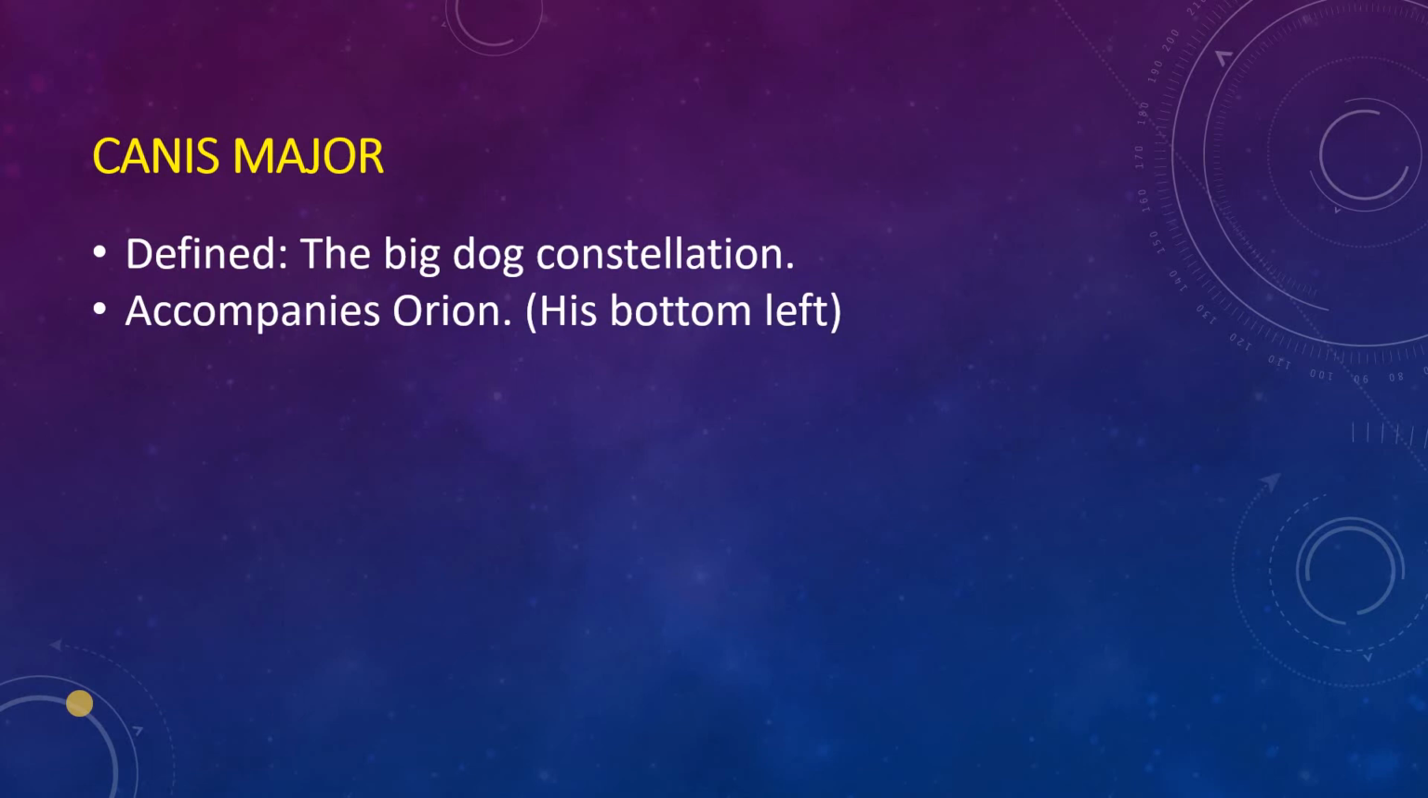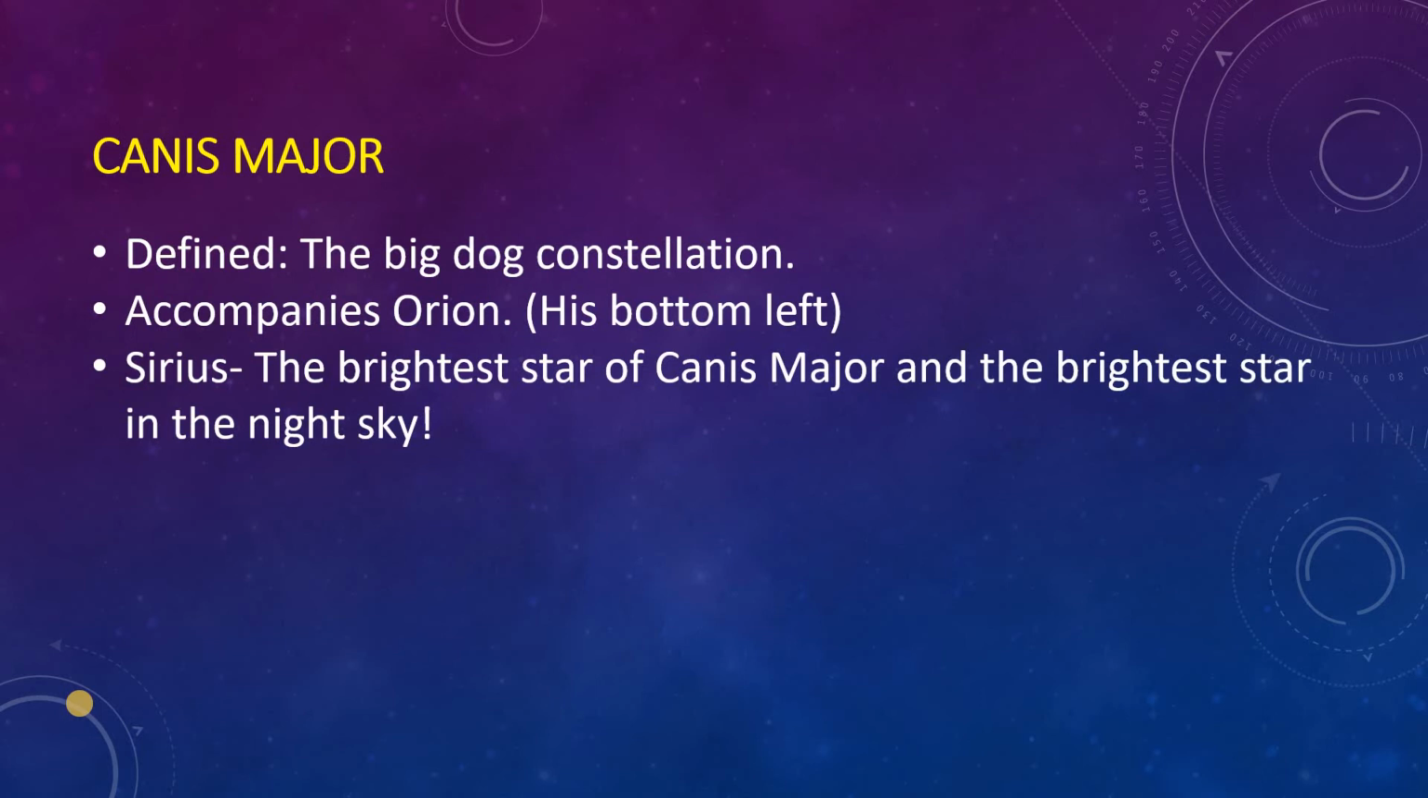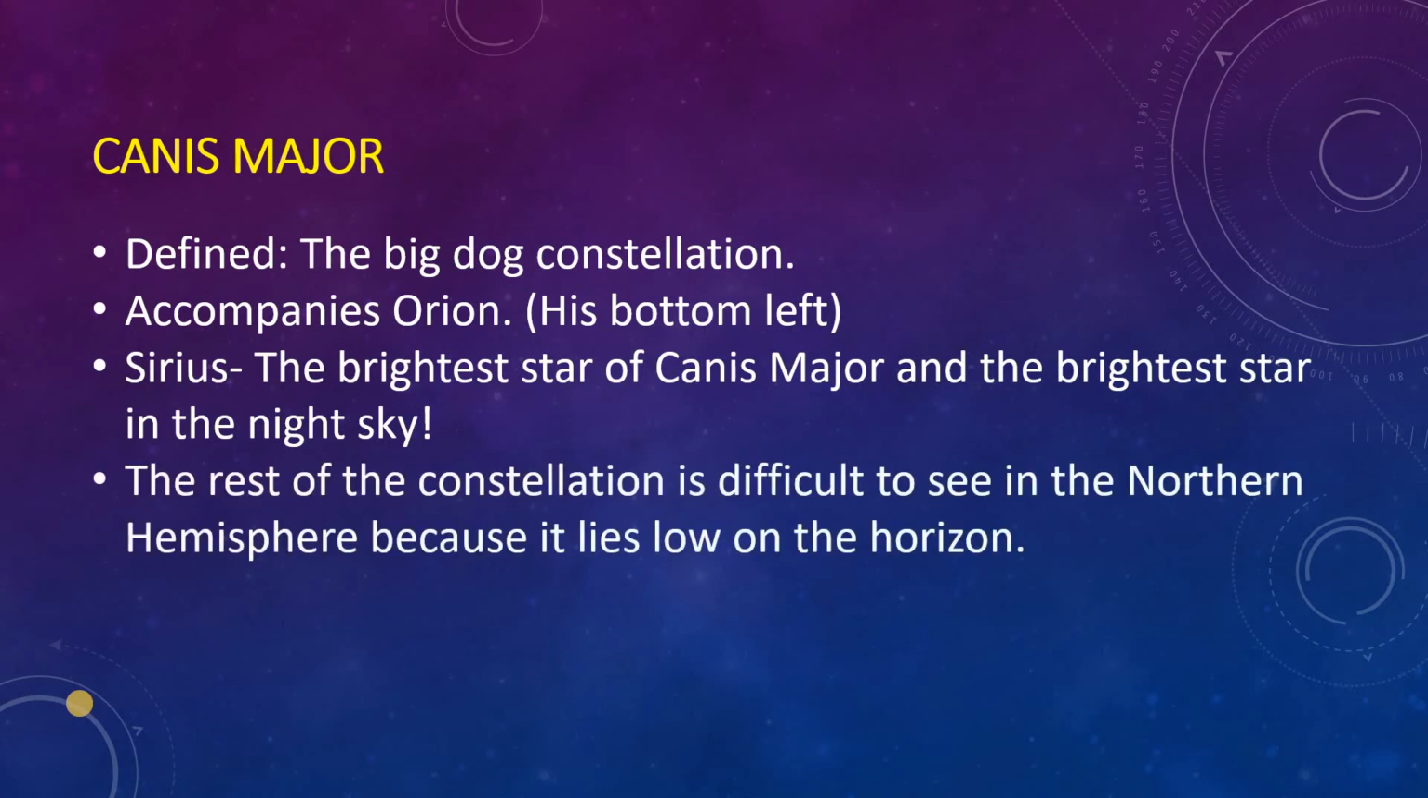He accompanies Orion at his bottom left, and so he'll always be to the left. You'll notice that on Canis Major is Sirius, the brightest star. In fact, it's the brightest star in the entire night sky. You'll easily see it if you know where to look. Definitely something to go see in the morning before school. The rest of the constellation is very difficult to see in the northern hemisphere because it lies low on the horizon, but you will definitely see Sirius.